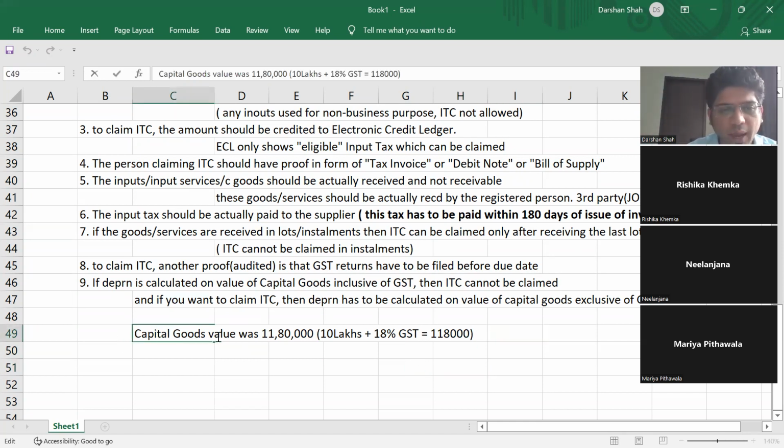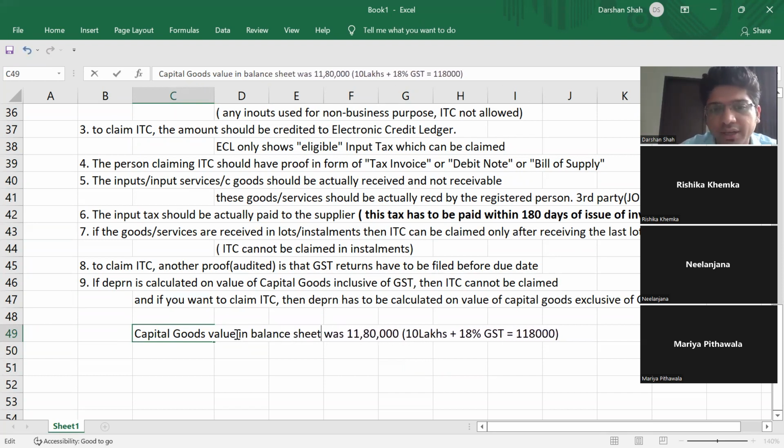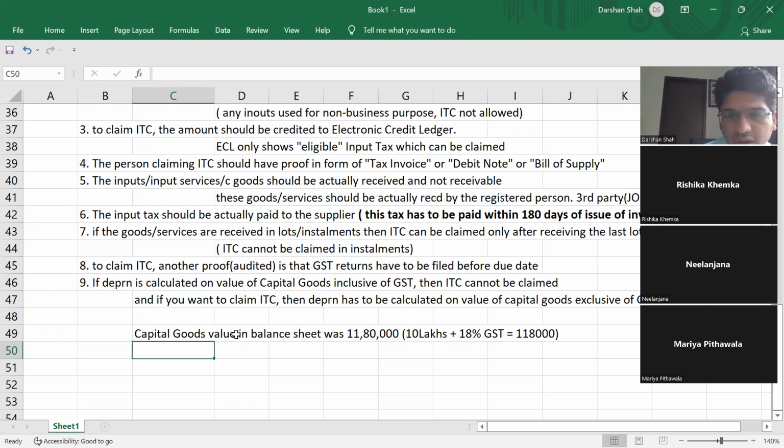Okay. So the capital goods value in the balance sheet. Obviously, in the balance sheet, when I write the machinery value, I write it inclusive of all taxes, na? Right? That is IAS 16, property, plant and equipment. It's an accounting rule. Whenever you write the value in the balance sheet, you always write the goods value plus all taxes, right?